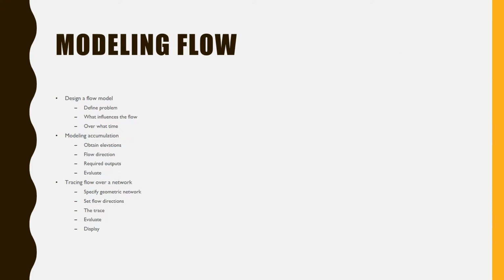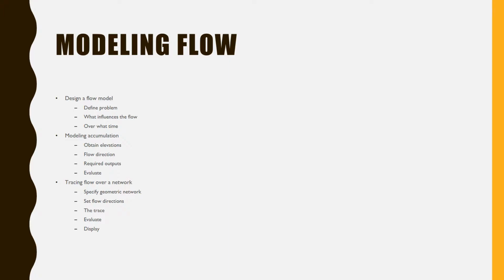We talk about modeling flow. There's really sort of three things that go into it. You have to design a flow model, which means you have to know what the problem is, and you have to understand what influences flow, and you have to figure out or understand over what sort of time we're talking about. Once you do this, you can begin to model accumulation, and you do this by obtaining elevations, figuring out flow directions, and other required outputs that you're going to get from that, and ultimately evaluating how flow accumulates across your surface. You can use this for a lot of things, like tracing flow over a network.